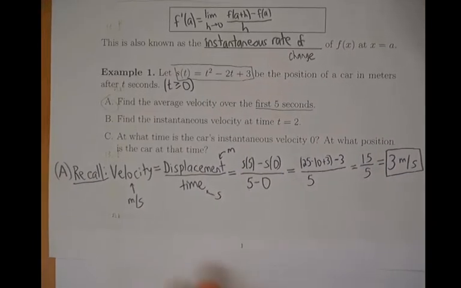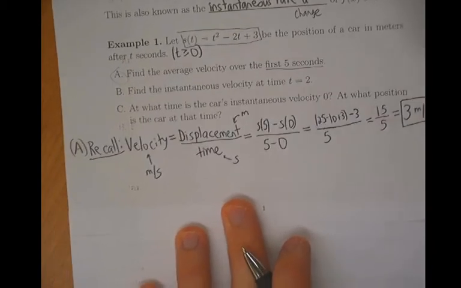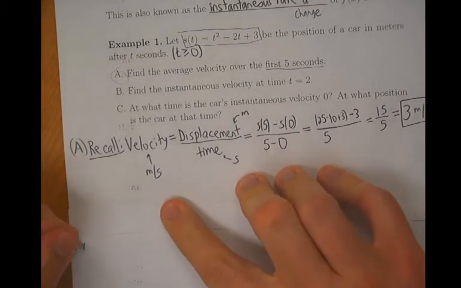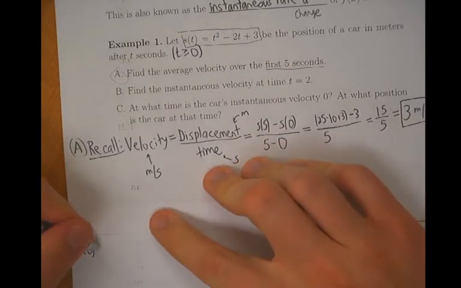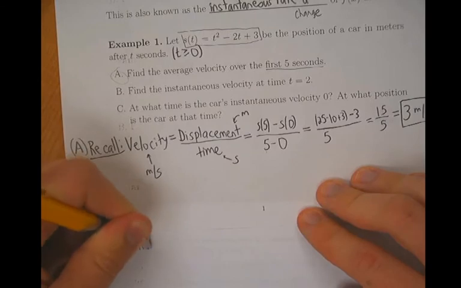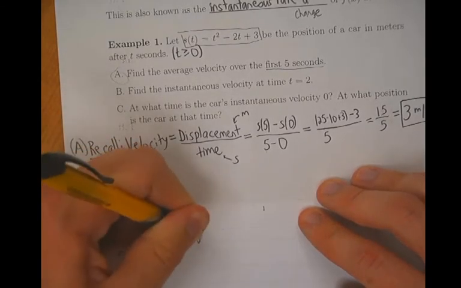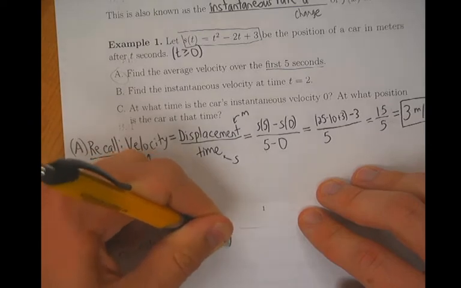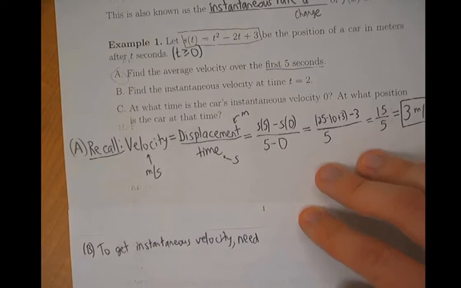Okay, so page 2, we're just going to be sort of continuing on from example 1. So in this case, part B, we need to find the instantaneous velocity at t equals 2. So in this case, to get instantaneous velocity, which will we need to do here?